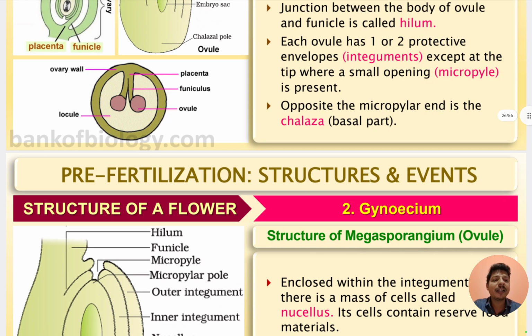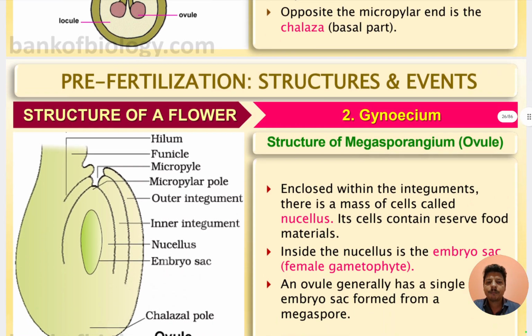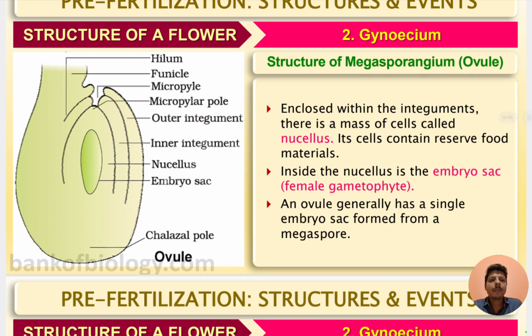Opposite the micropylar end is the chalazal or basal part. Here again, enclosed within the integuments, there is a mass of cells called nucellus. Its cells contain reserved food materials. Inside the nucellus is the embryo sac or female gametophyte.